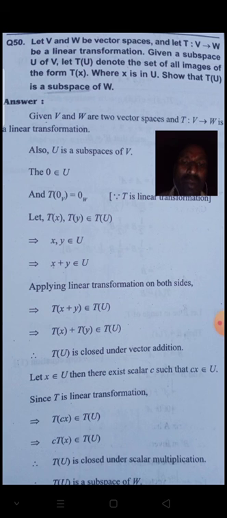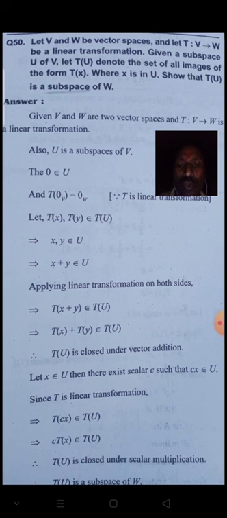Applying the linear transformation on both sides, T of x plus y belongs to T of U. This implies T of x plus T of y belongs to T of U. Therefore, T of U is closed under vector addition.